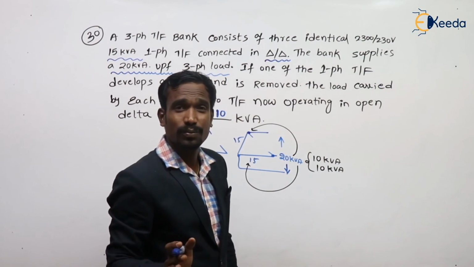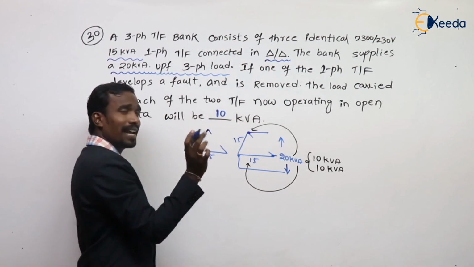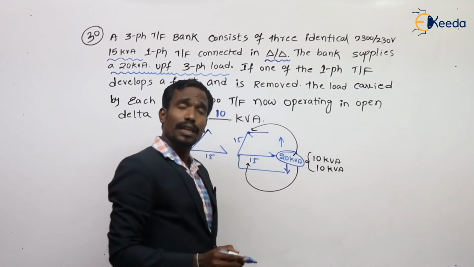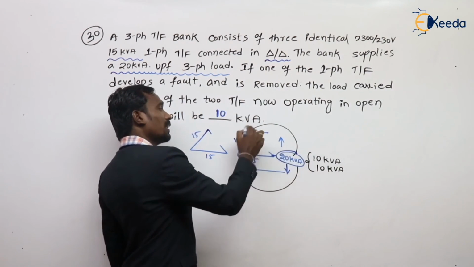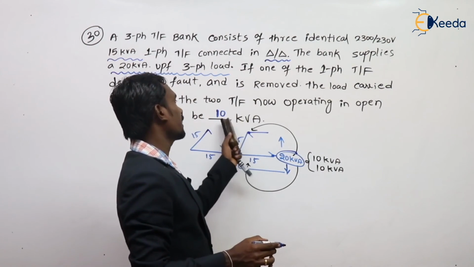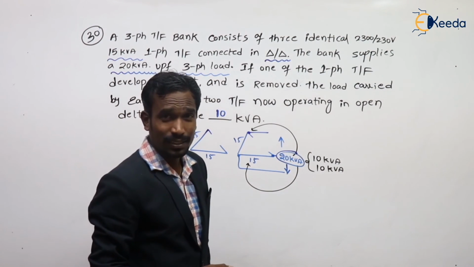Yes or no? Right? Operating in open delta, each is 15 kVA actually, but we are applying a load of 20 kVA only. So that 20 kVA is shared by 2 transformers equally, that is 10 kVA each. Very simple question. Right? Thank you.